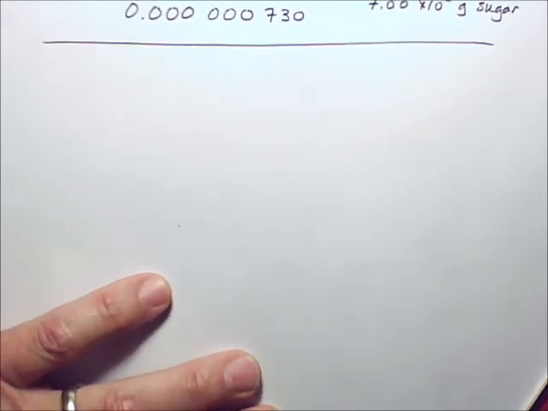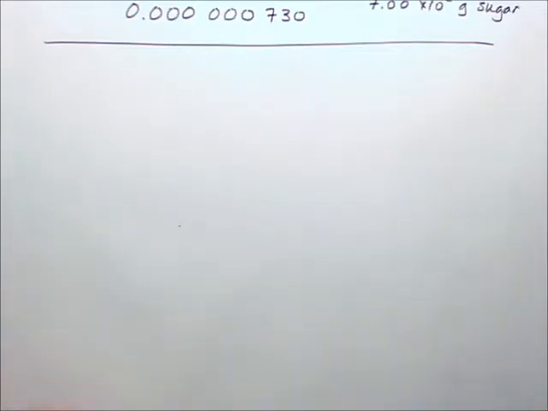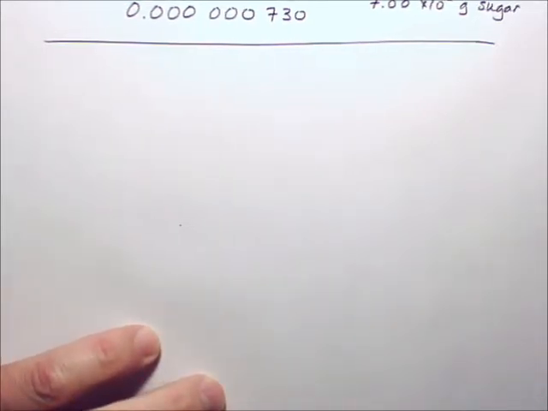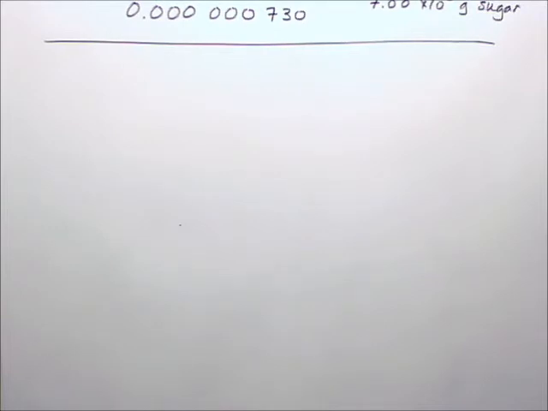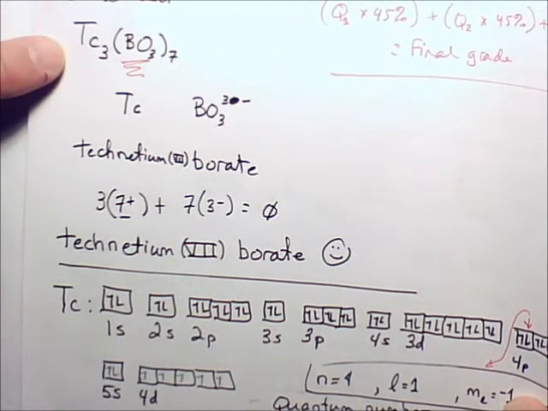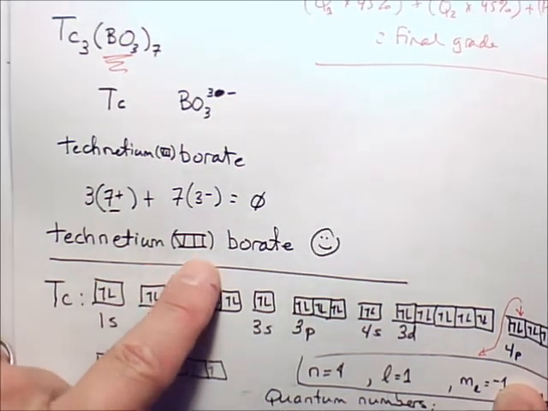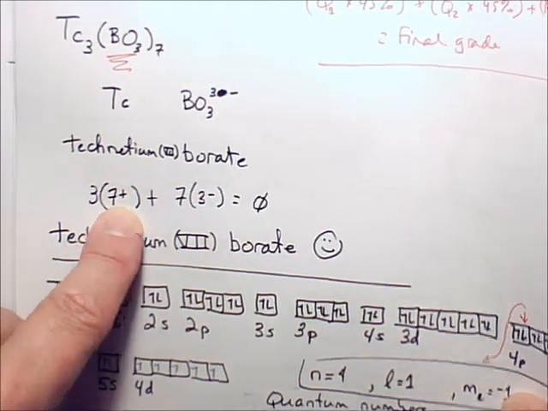Yes? The Roman numeral that follows the name of the metal element tells you the charge of the metal? That's correct. The Roman numeral after the name of a metal in a compound name tells you the charge on that metal. So that goes back to our naming of technetium-7 earlier. We had a formula we were given right here, and we had to name it technetium-7 because it has a 7 plus charge.